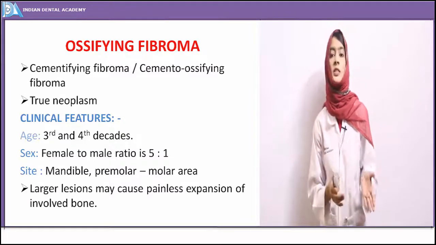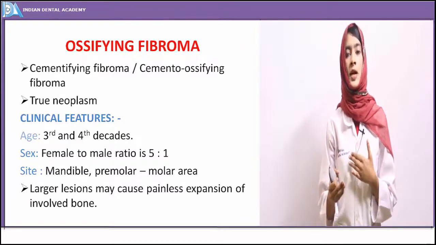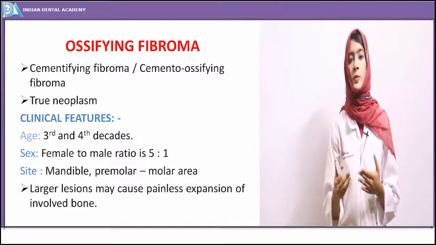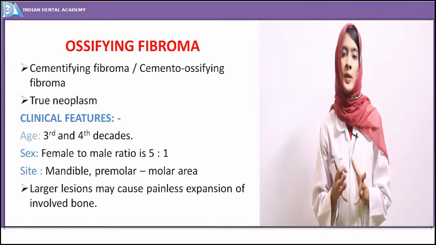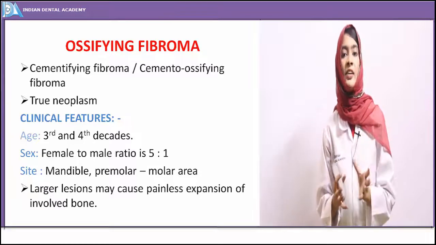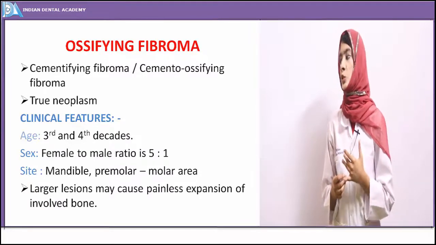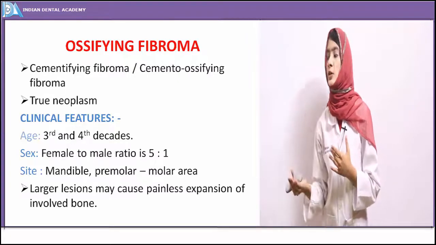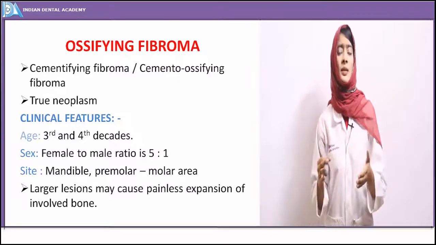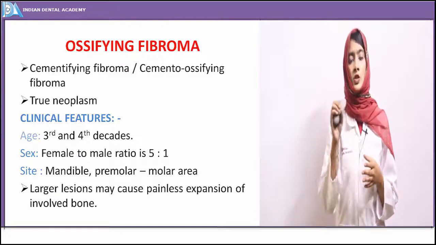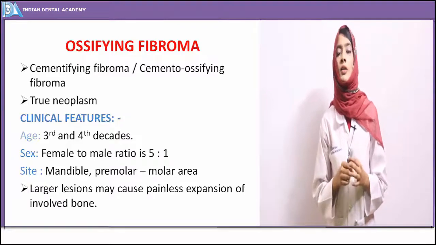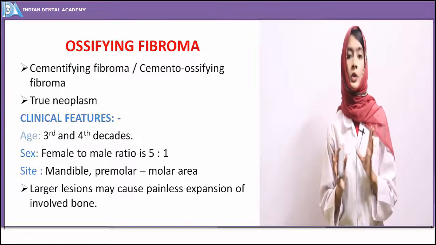The other commonest fibro-osseous neoplasm is the ossifying fibroma. Ossifying fibromas are the true benign fibro-osseous neoplasms seen in the oral cavity. They are also known as cementifying fibroma or cemento-ossifying fibroma. The names itself show that there is deposition of cementum-like material in a fibrous lesion. So it is like a true neoplasm.